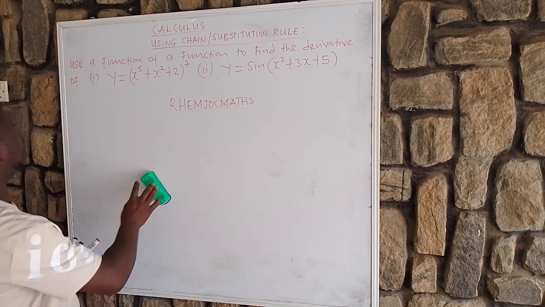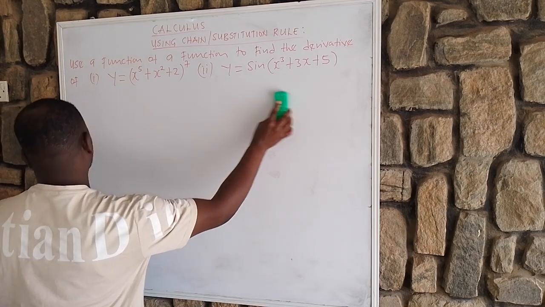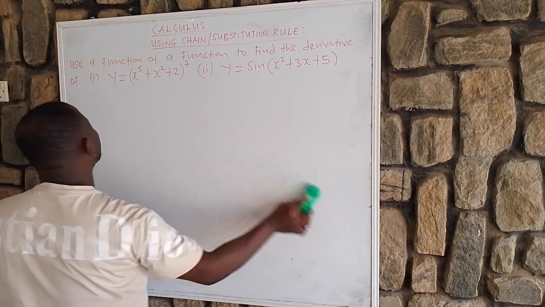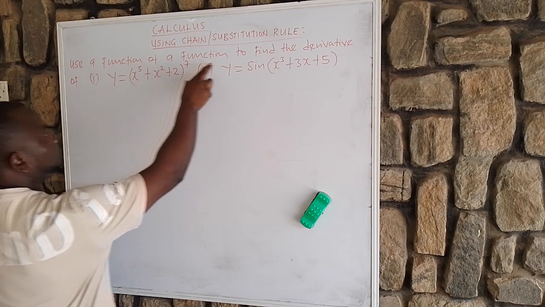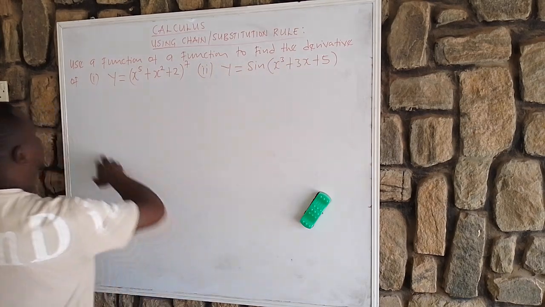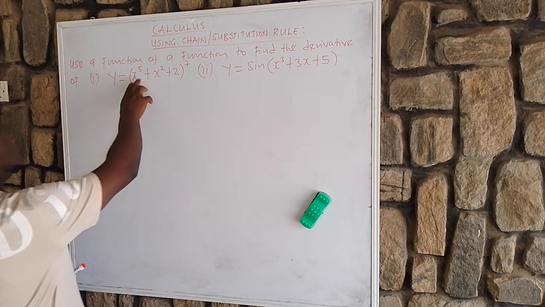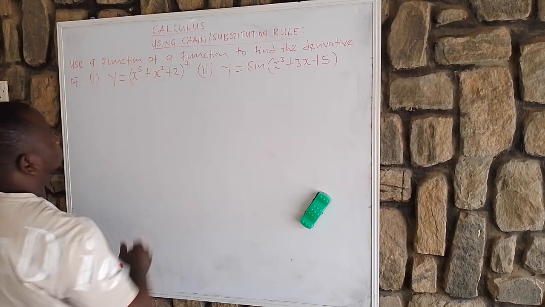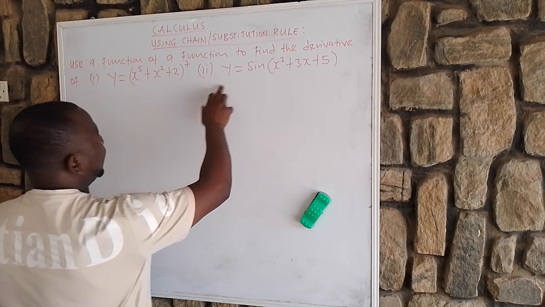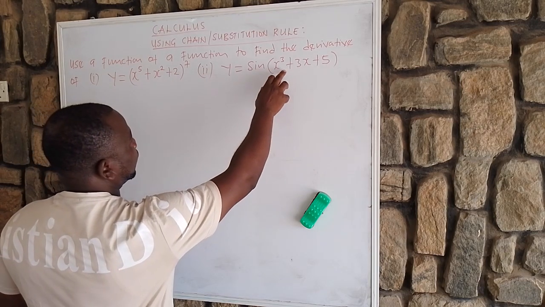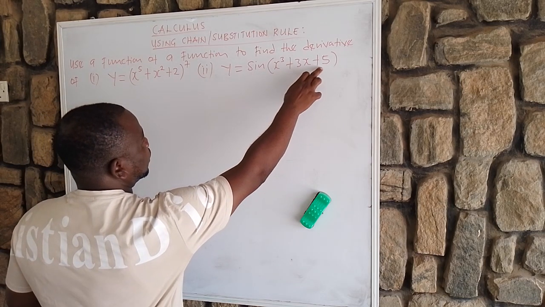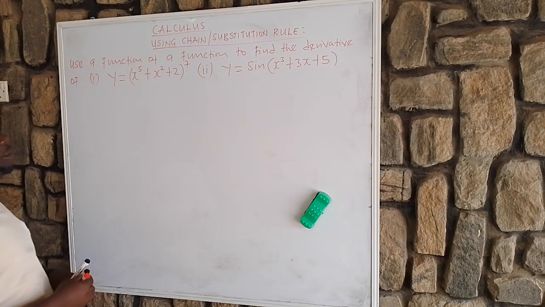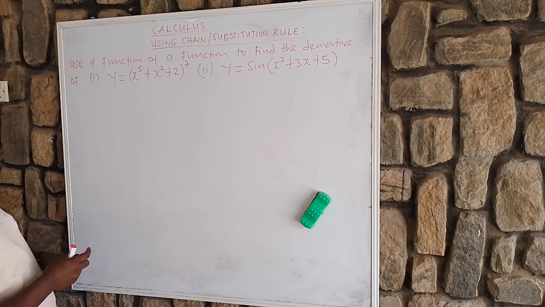Okay, now here we have two problems. They said use a function of a function to find the derivative of (i) y equals (x to the power 5 plus x squared plus 2) raised to the power 7, and (ii) y equals sine of (s to the power 3 plus 3s plus 5). It's simple as ABC.